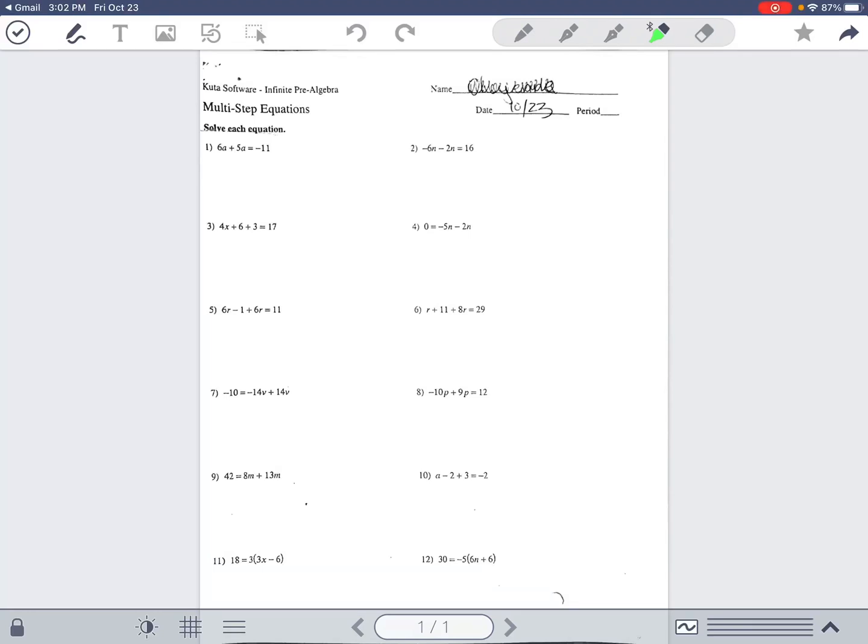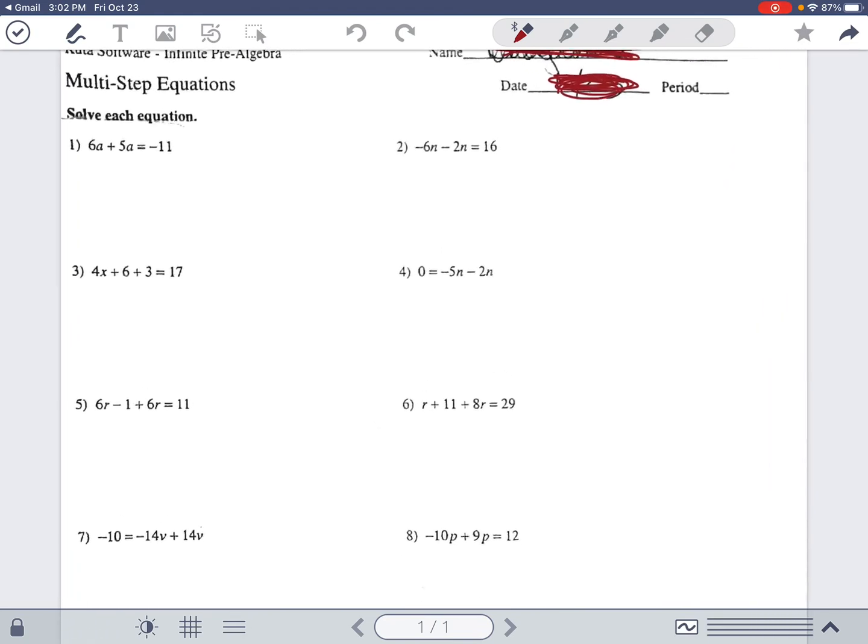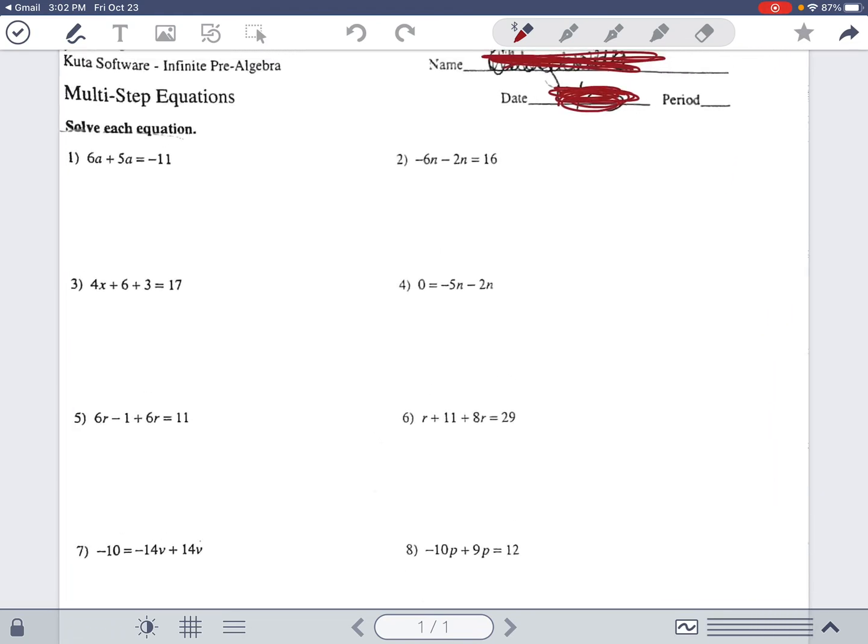Now that we've reviewed combining like terms, we're going to use it when solving equations. So you always want to isolate your variable, okay? And sometimes you have the same variable term, more than one, on the same side of the equation.